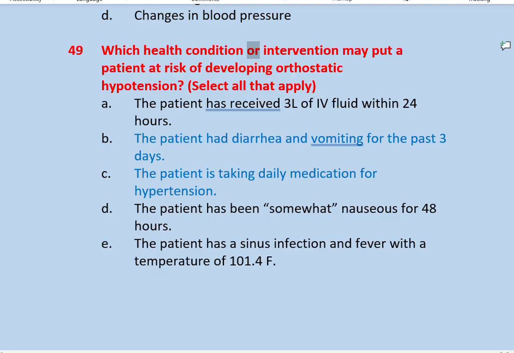49. Which health condition or intervention may put a patient at risk of developing orthostatic hypotension? Select all that apply. The patient has received 3 L of IV fluid within 24 hours. The patient had diarrhea and vomiting for the past 3 days. The patient is taking daily medication for hypertension. The patient has been somewhat nauseous for 48 hours. The patient has a sinus infection and fever with a temperature of 101.4 F.